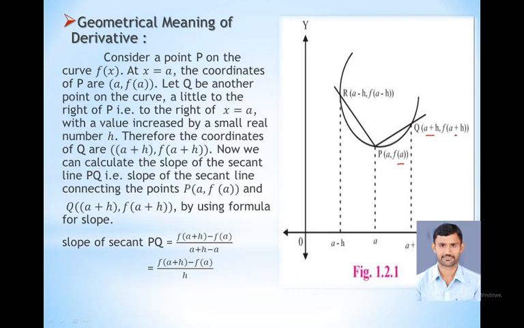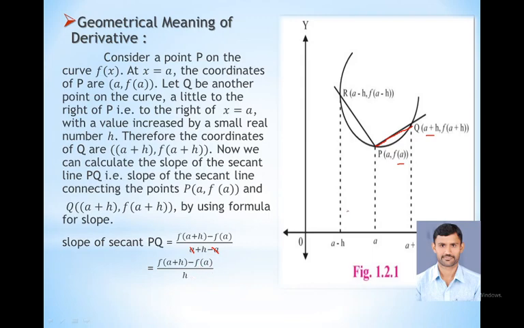Now in this figure we observe that this PQ is a chord, and how to find out the slope of the chord? We know that the formula for slope is y2 minus y1 upon x2 minus x1. So therefore slope of secant PQ is equal to f of a plus h minus f of a upon a plus h minus a. Now plus a minus a will be cancelled, which is equal to f of a plus h minus f of a upon h.